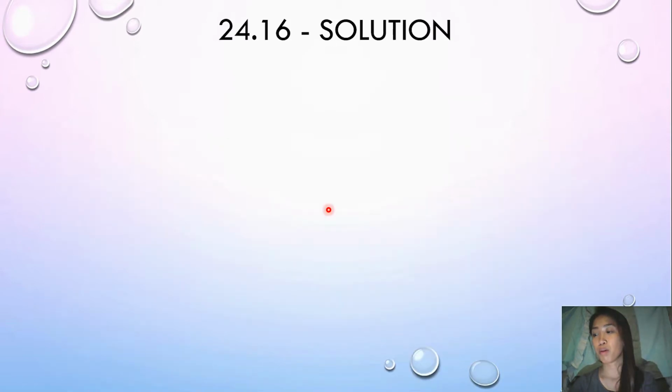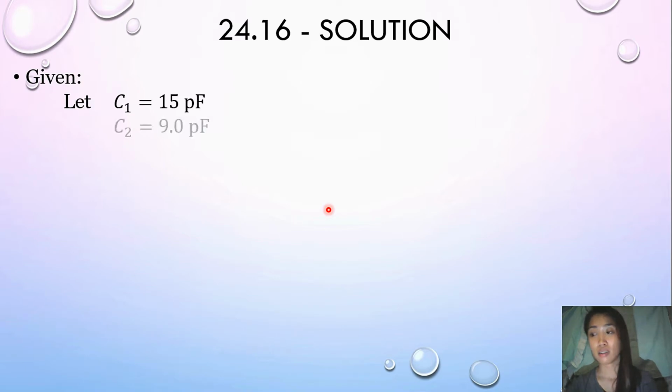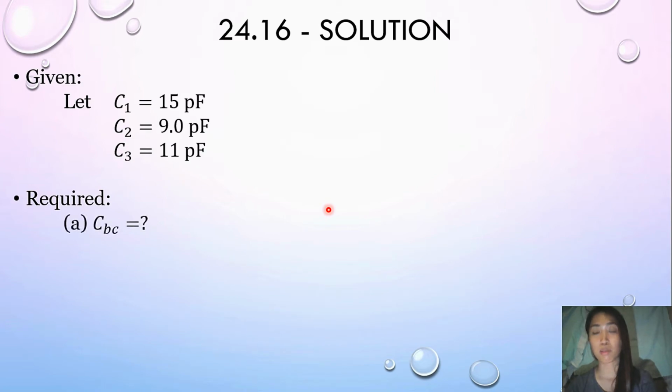So in this problem, we are given a system of capacitors. So let us label the capacitors C1 with 15 picofarad, C2 9.0 picofarad, and C3 11 picofarad. We are asked to find the equivalent capacitance between B and C and A and C.